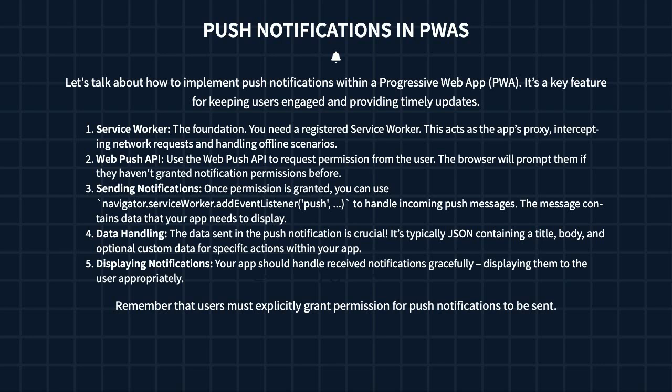Then, once they say OK, you can listen for incoming messages through the push event on your service worker. The data in those messages is usually JSON and contains important information like a title, some text, and potentially custom data to trigger specific actions inside your app. Finally, make sure your app gracefully handles these notifications, shows them to the user, and lets them interact.